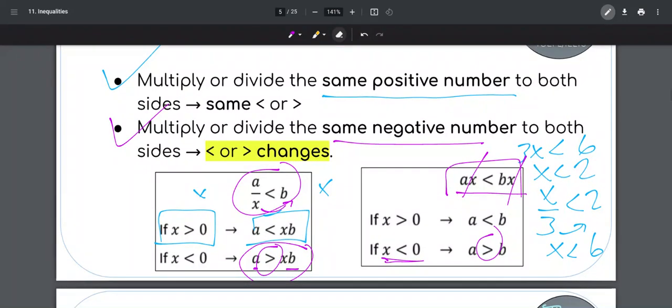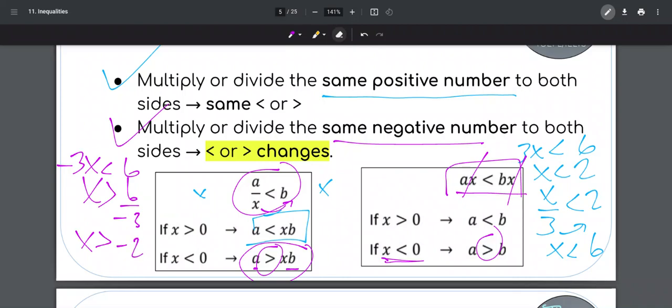So in this case, when I have negative 3x is less than 6, I can pass my 3 dividing, x is going to be, not equal. So I have 6 over negative 3, but I'm going to switch the relationship. Now instead of less than, it's going to be more than, so x is going to be more than, sorry, it's not 3x, it's just 3. It's going to be more than negative 2.